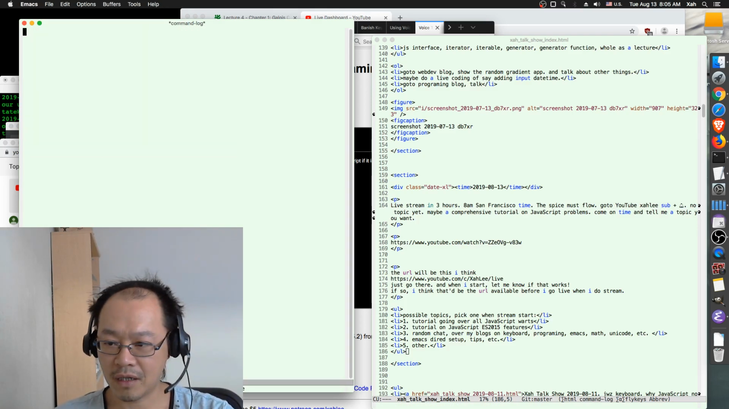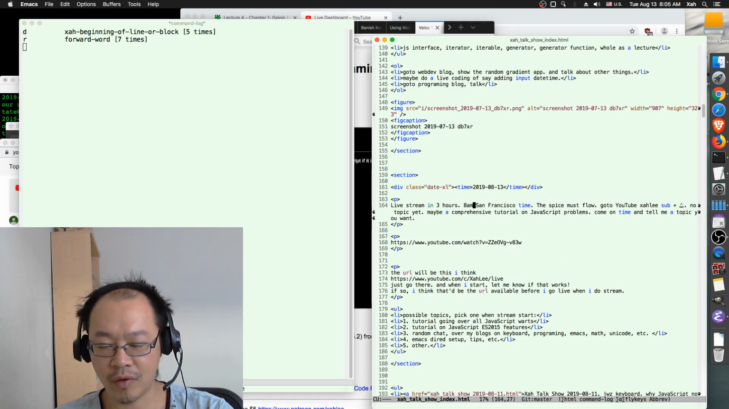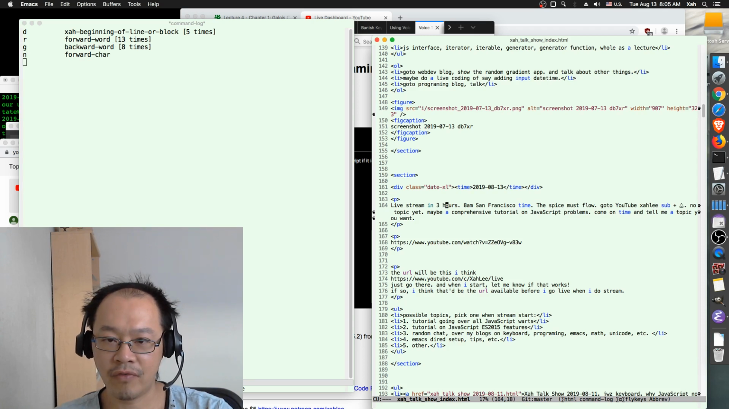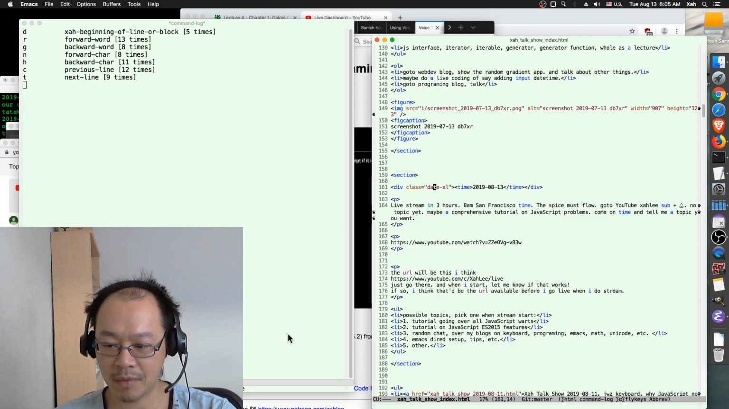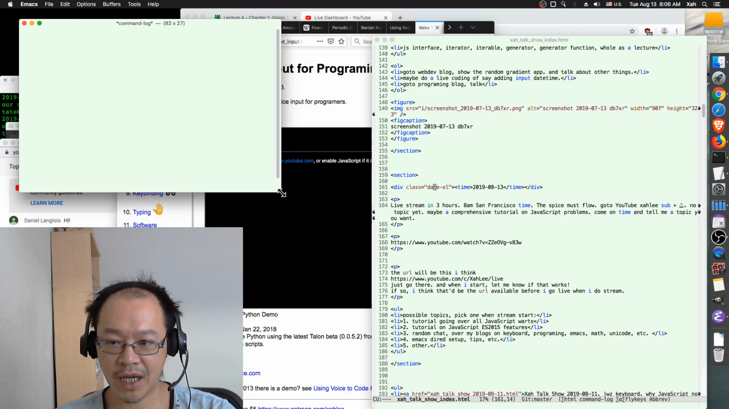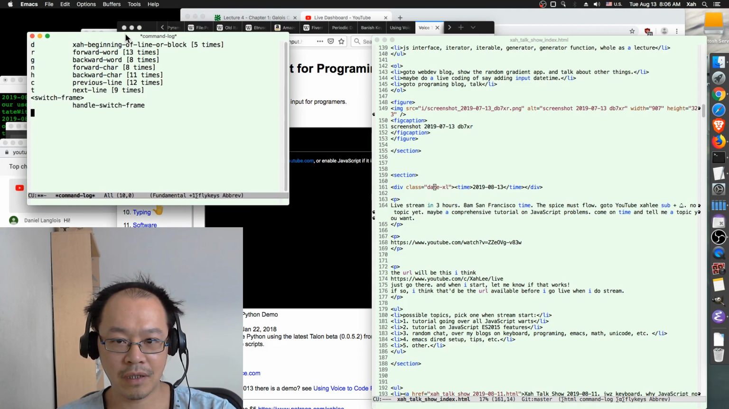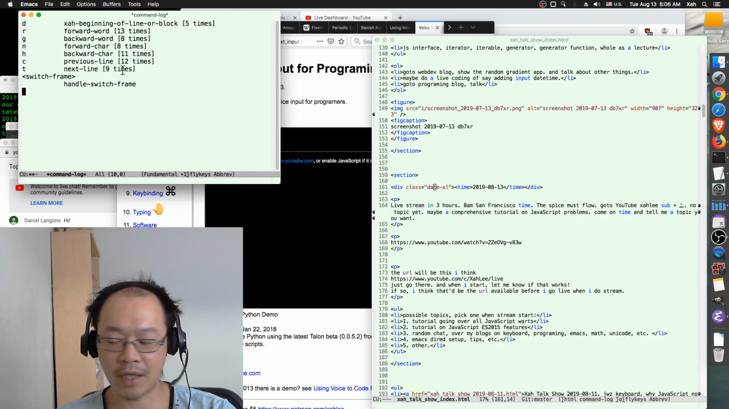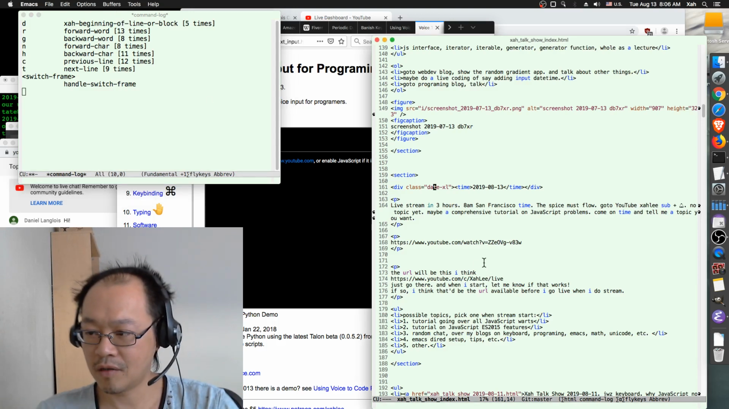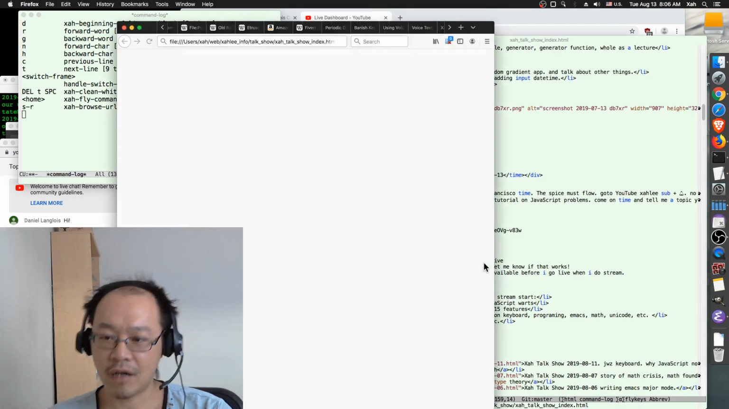So let me get my Firefox up, my Emacs, and let's start Xah command log. So on the left pane, you can see all my Emacs commands, such as forward word, backward word, forward char, backward char, up, down. All my Emacs commands will show on this window. So if we are talking about some Emacs topics, you Emacs users can see my commands. You can look them up. Basically all my commands are also on my website. You can search it.